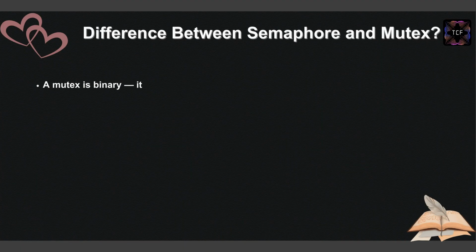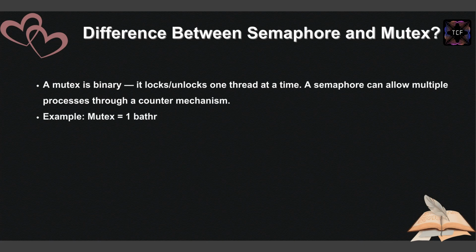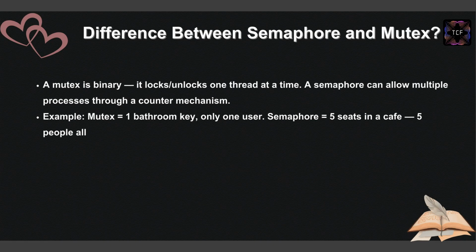Difference between semaphore and mutex: a mutex is binary. It unlocks one thread at a time. A semaphore can allow multiple processes through a counter mechanism. Example: mutex equals one bathroom key, only one user. Semaphore equals 5 seats in a cafe, 5 people allowed at a time.